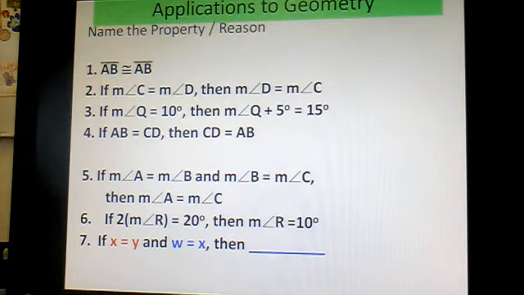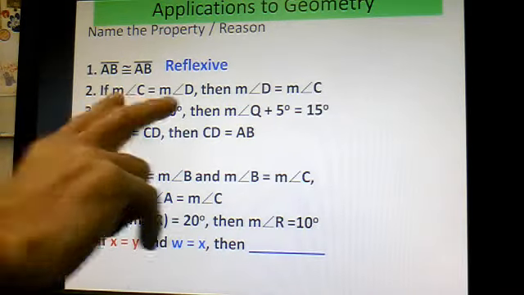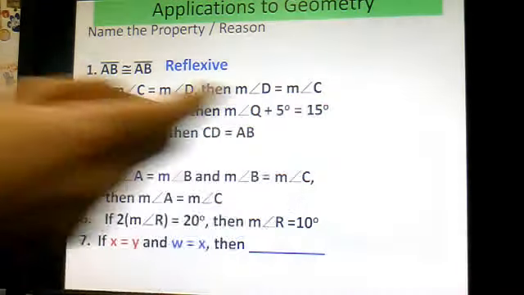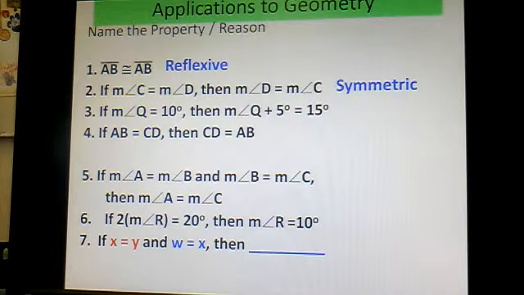Okay, here I go. First one, AB is congruent to AB. A segment is congruent to itself. Hopefully you remember, that's the reflexive property. The second one, angle C is congruent to or equal to angle D, and then I've taken that equation and I've flipped it around. Well, the butterfly property is called symmetric. So I make sure I re-emphasize those.